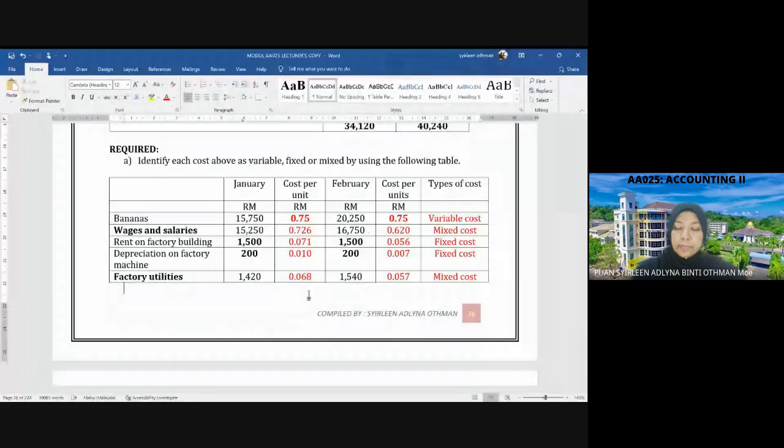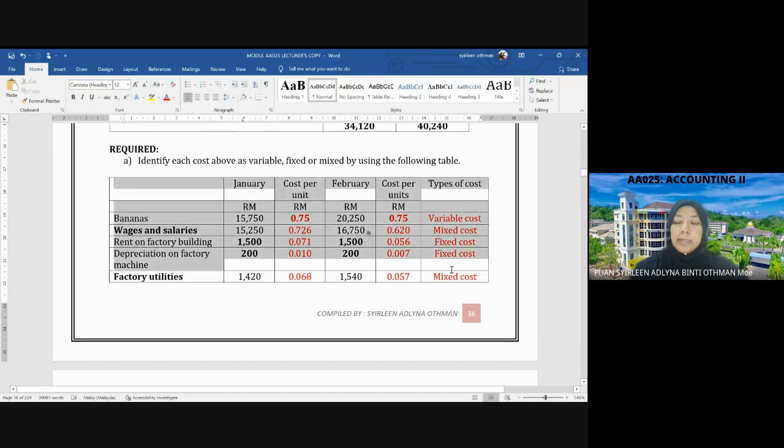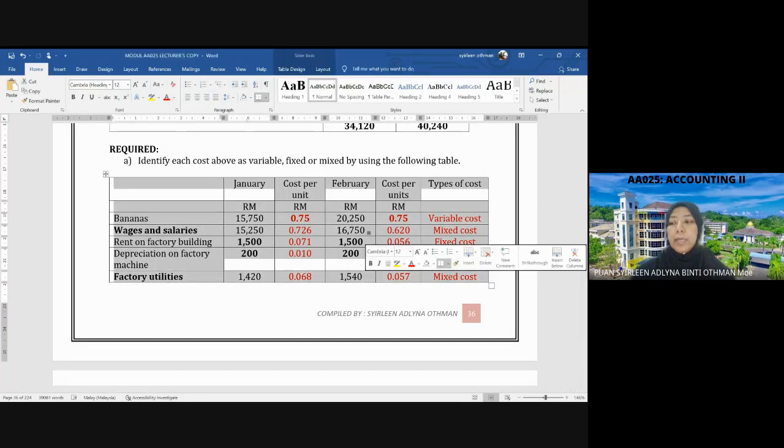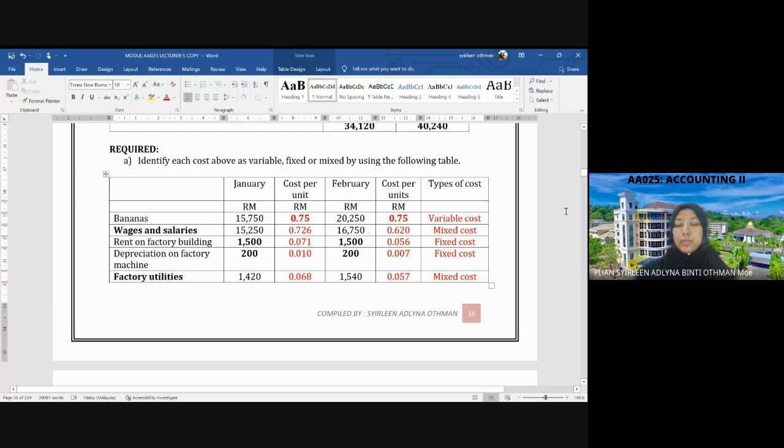Okay untuk topik 3, actually jalan kerja dia tak susah sangat bila you nak menjawab soalan tutorial. Kalau saya tak buat table ni, boleh tak madam? Boleh, actually tak ada masalah. Tapi untuk tujuan mengajar, memang I kena tunjuk supaya you tahu kenapa madam letak dia variable, kenapa madam letak dia dekat mixed, macam mana saya buktikan dia variable cost, mixed cost and fixed cost. I need to have this table, and you boleh nampak dengan lebih jelas.